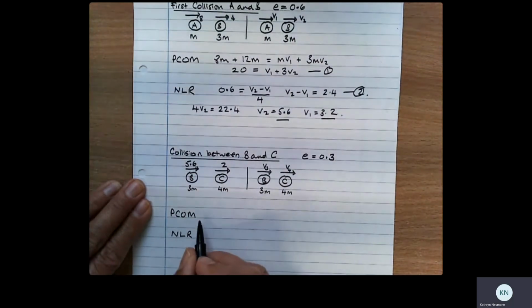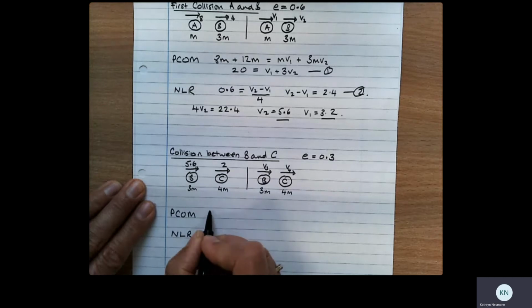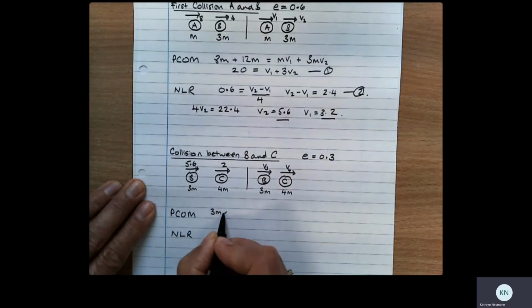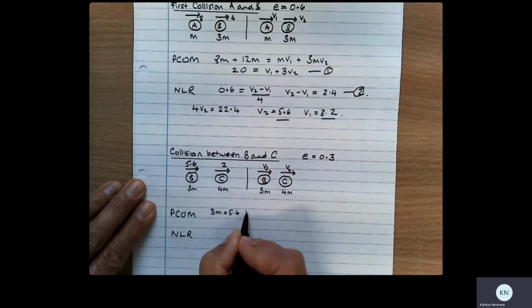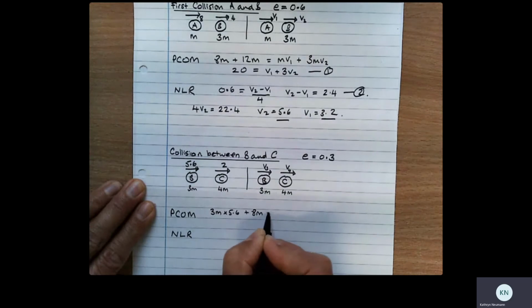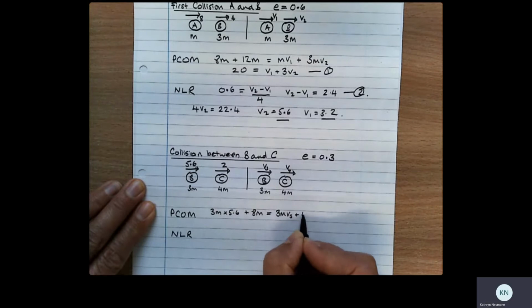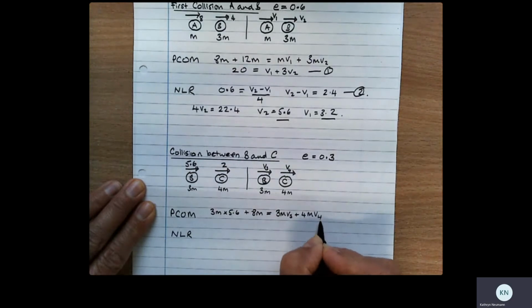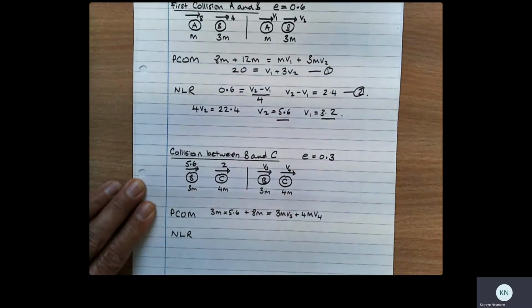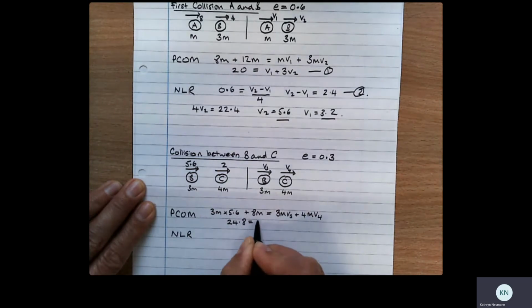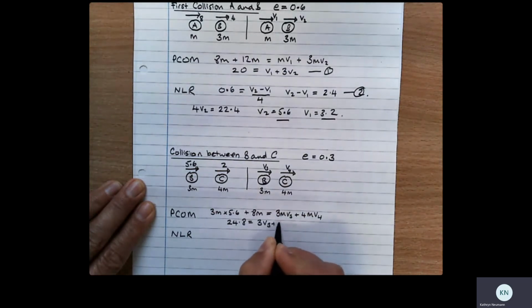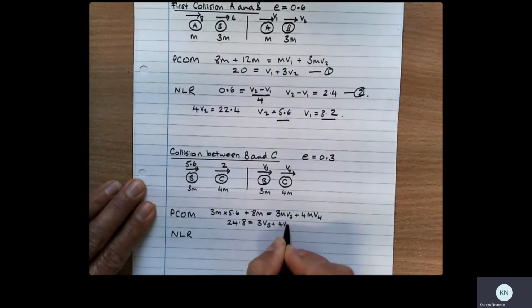So again, we're going to do the conservation of momentum. So I've got 3m multiplied by 5.6 plus 8m is equal to 3m v3 plus 4m v4. So that gives me my first equation. And once you tidy up the numbers for that, that gives you 24.8 equals 3v3 plus 4v4.